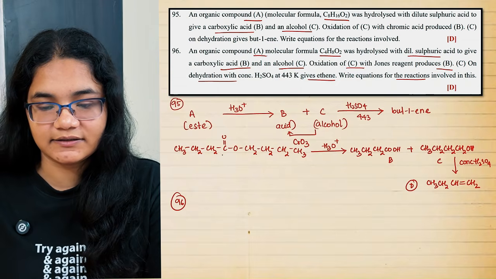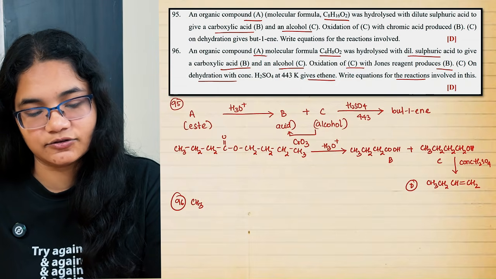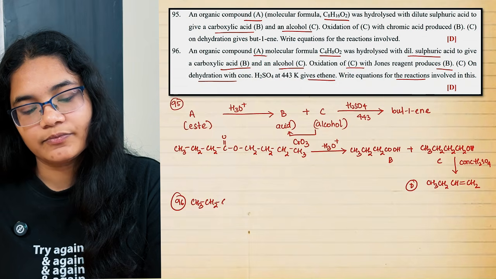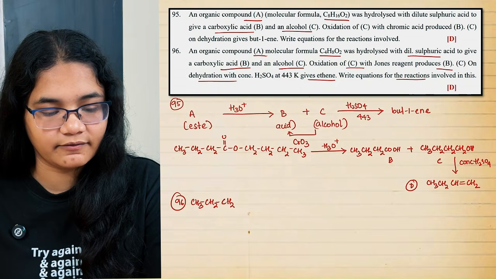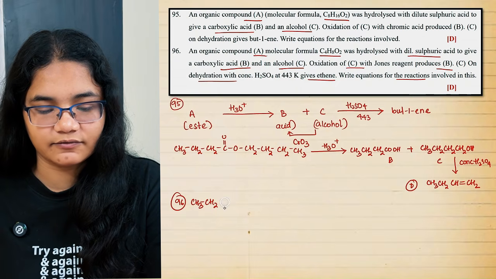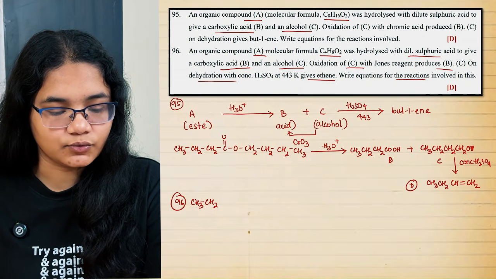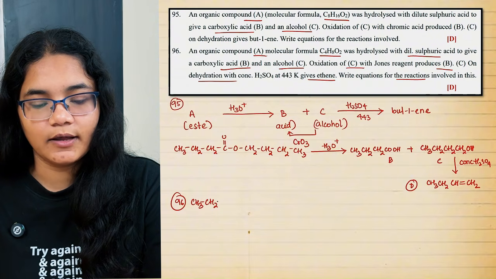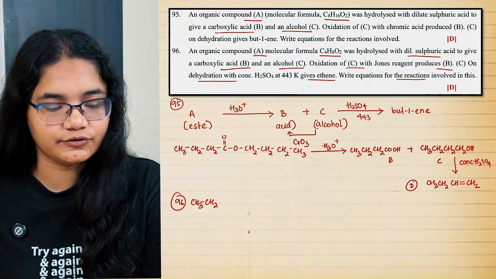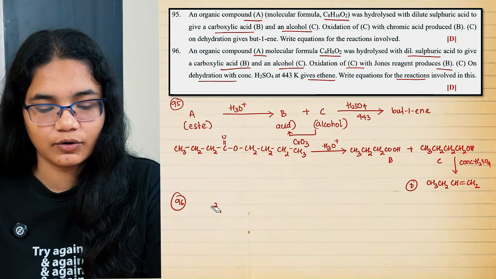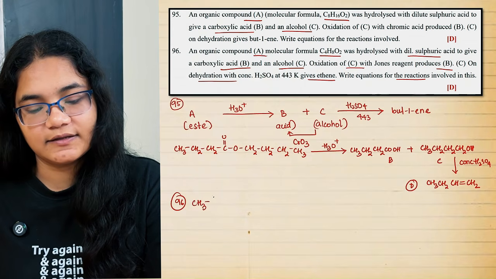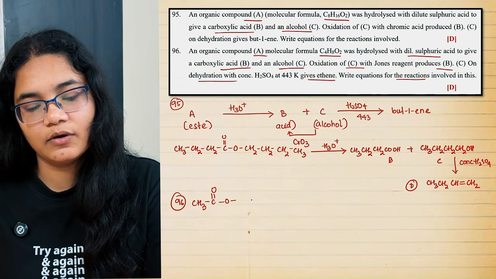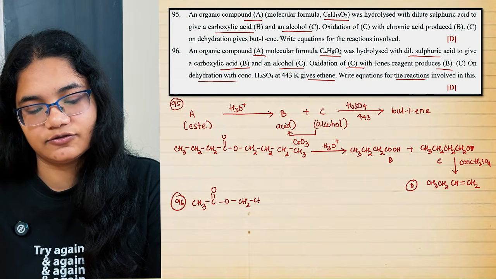So I can write down very similar C4H8O2. So we have an ester here. The first ester will be formed here. I'll just write down the full formula. We have just 4 carbons, right? So we have a structure like this: CH3, C=O, O, CH2, CH3.